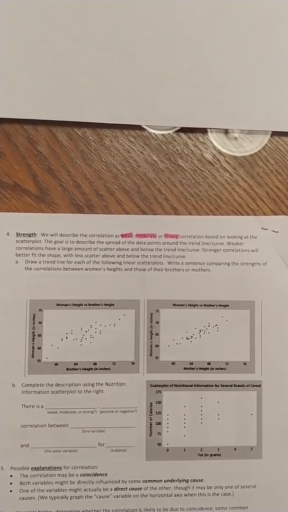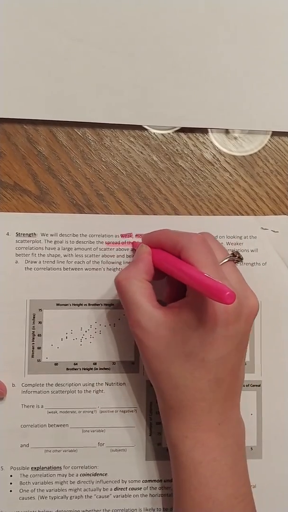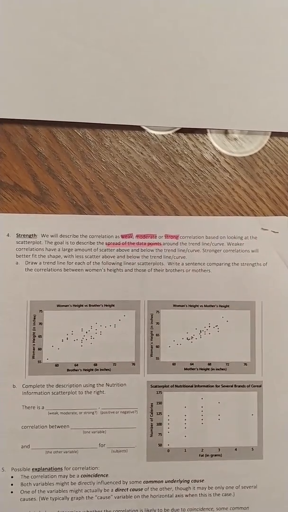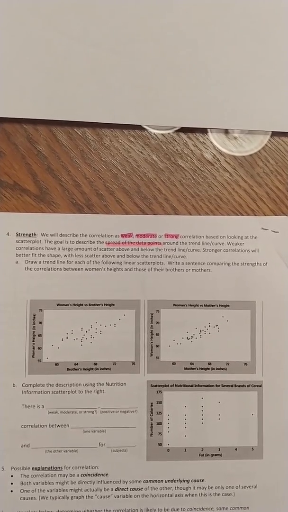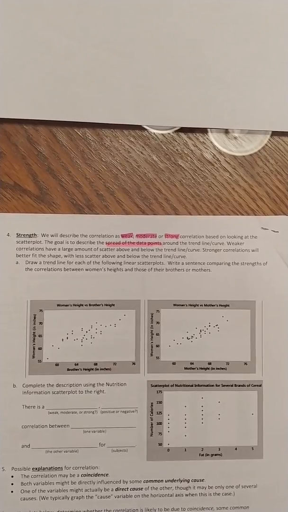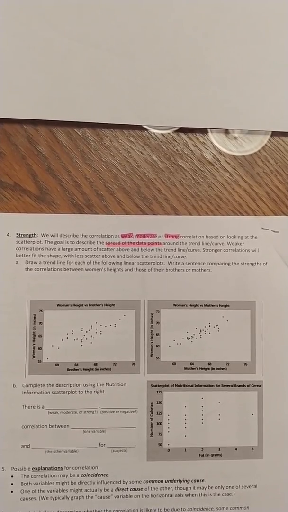The goal is to describe what we call the spread of the data points. Just like the word spread, right? If you're spreading your peanut butter on your sandwich, how that kind of spreads out in the graph about the trend line or curve. So weaker correlations have a large amount of scatter above and below the trend line or curve. Stronger correlations will better fit the shape with less scatter above or below the trend line.